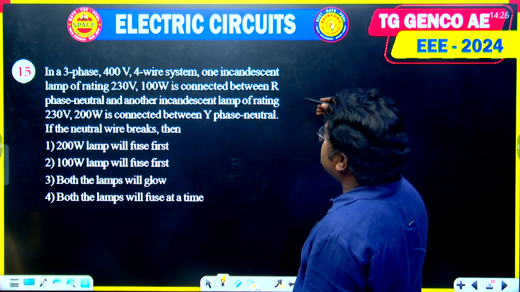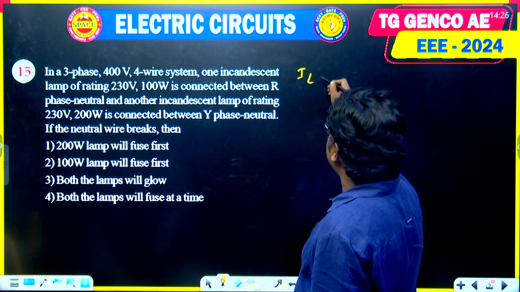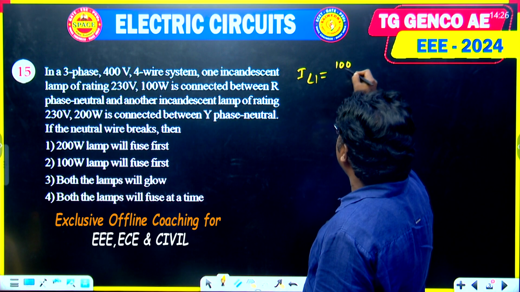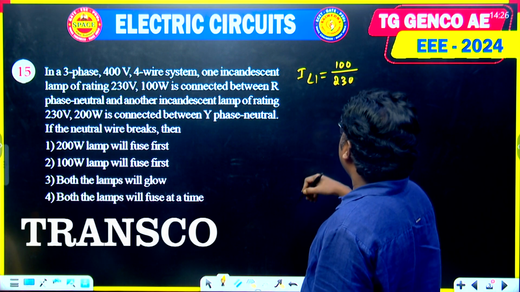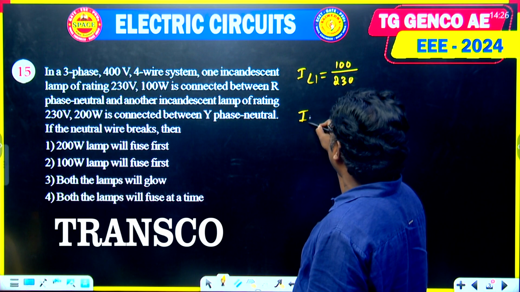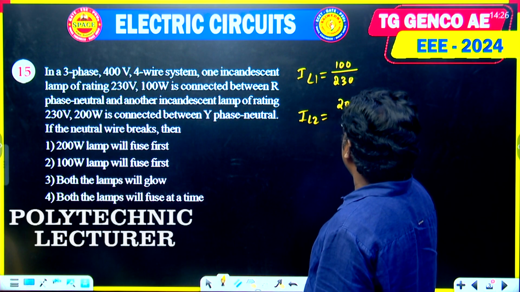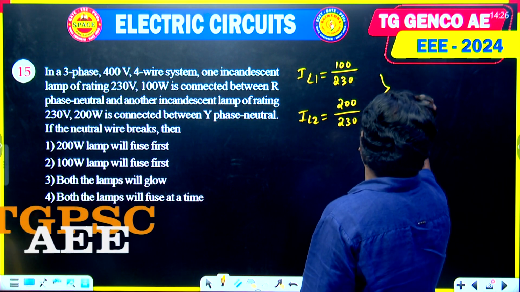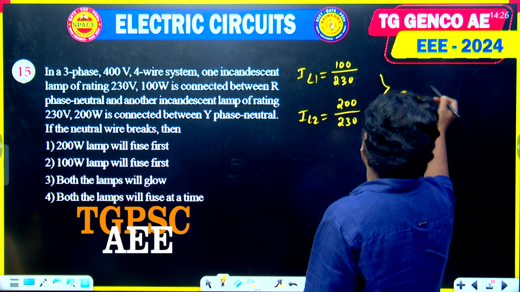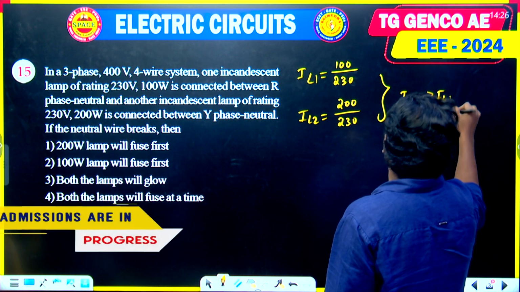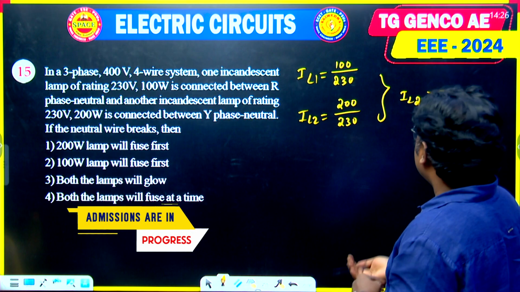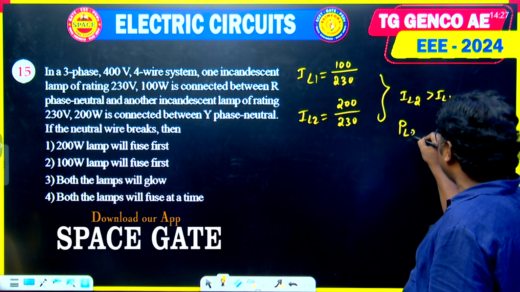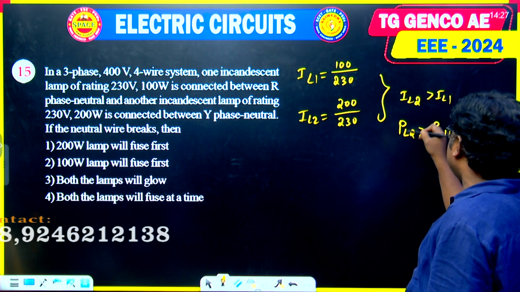Now in this case, in lamp 1, current IL1 is equal to power 100 watts divided by 230, and for lamp 2, IL2 is 200 watts divided by 230 volts. By using this you can conclude that IL2 is greater than IL1. So definitely the power rating of lamp 2 is greater than the power rating of lamp 1.